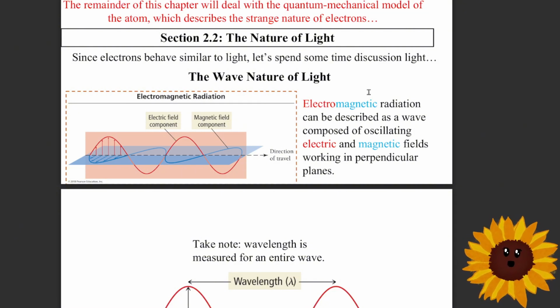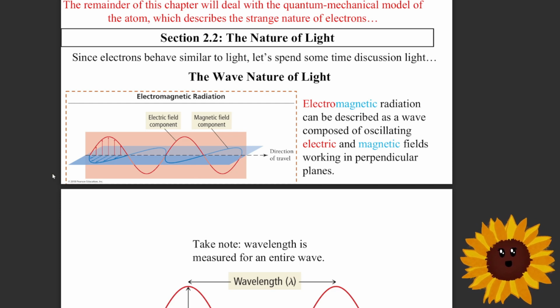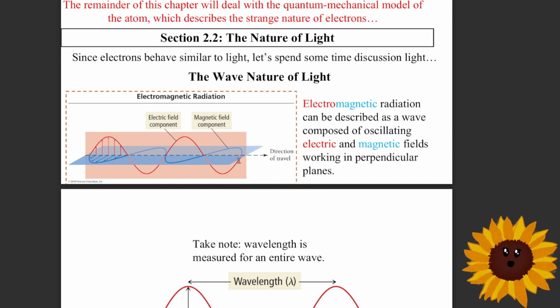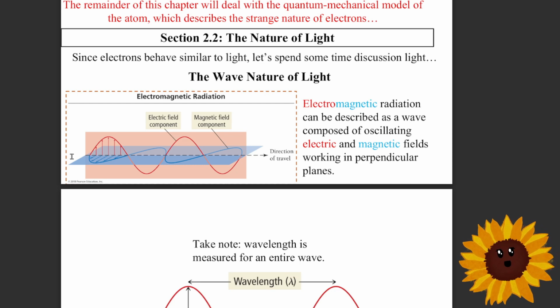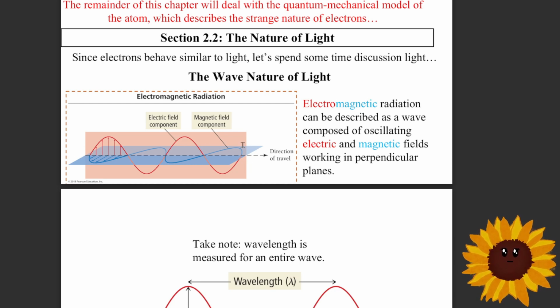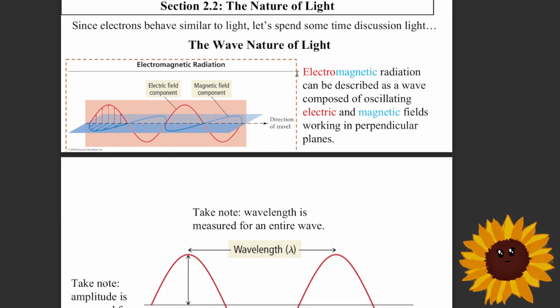So here, electromagnetic radiation can be described as a wave composed of oscillating electric and magnetic fields working in perpendicular planes. So this plane is slicing through all of these more upright pieces, so this is the perpendicular plane, and this is where it's traveling through.